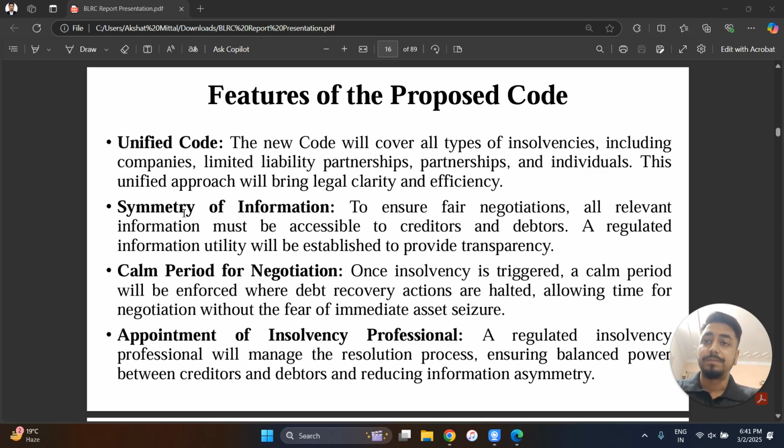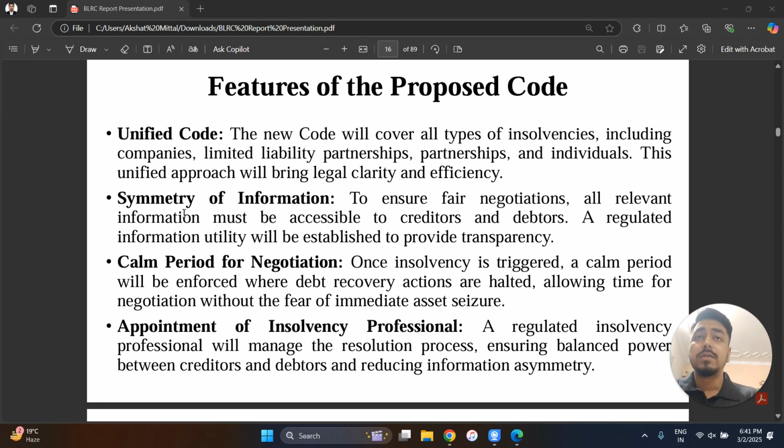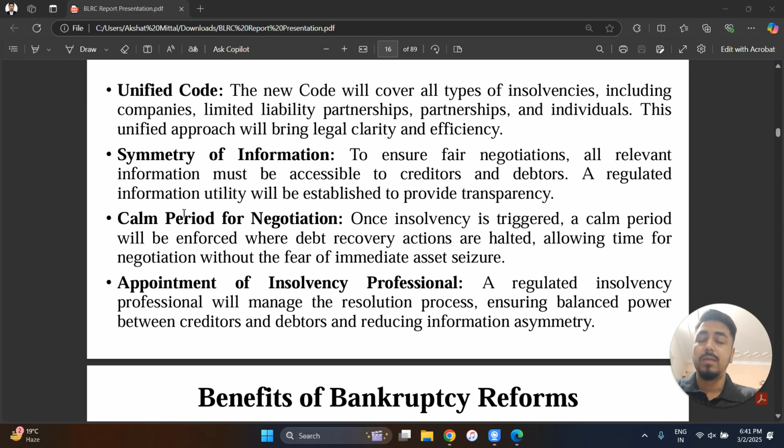Then, thirdly, this committee has proposed a calm period, which is also technically known as moratorium period. Once a company or a debtor is declared insolvent, then all the other options of debt recovery should be halted so that there will be no competition among the stakeholders themselves. And they should all come to one place and negotiate between them and ultimately work for the revival of the business of that particular entity.